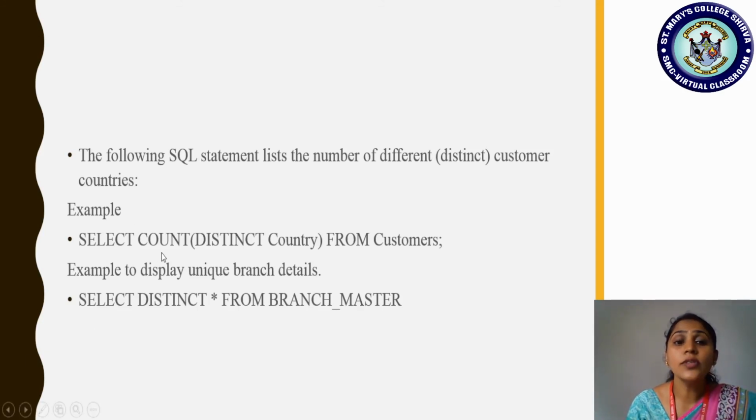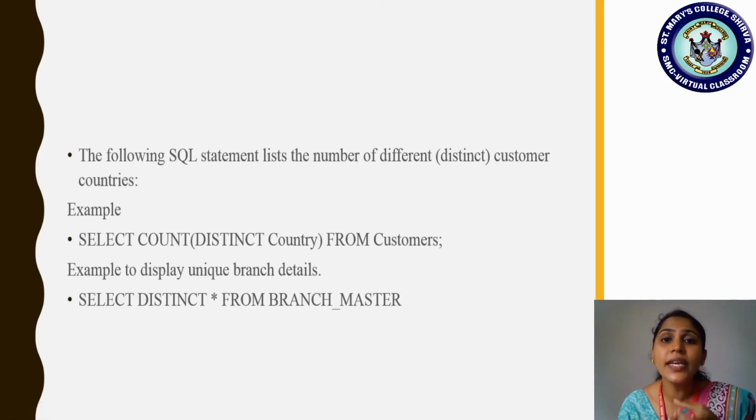So SELECT COUNT DISTINCT country FROM customers. Instead of displaying the country names, it is going to simply count the unique country names. So if we leave out the repetition of Mexico, total 4 countries were there, right? So the answer for this particular query will be 4. What is the information displayed? Digit 4. So the following SQL statement lists the number of different customer countries. This is how we can make use of the COUNT keyword.